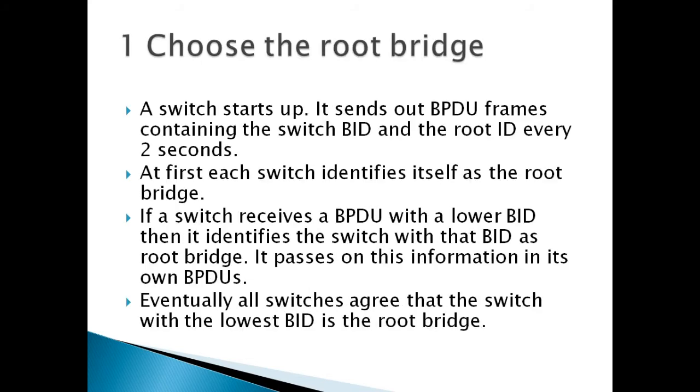Choose the root bridge. A switch starts up. It sends out BPDU frames containing the switch BID and the root ID every 2 seconds. At first each switch identifies itself as the root bridge. If a switch receives a BPDU with a lower BID, then it identifies the switch with that BID as root bridge. It passes on this information in its own BPDUs. Eventually all switches agree that the switch with the lowest BID is the root bridge.